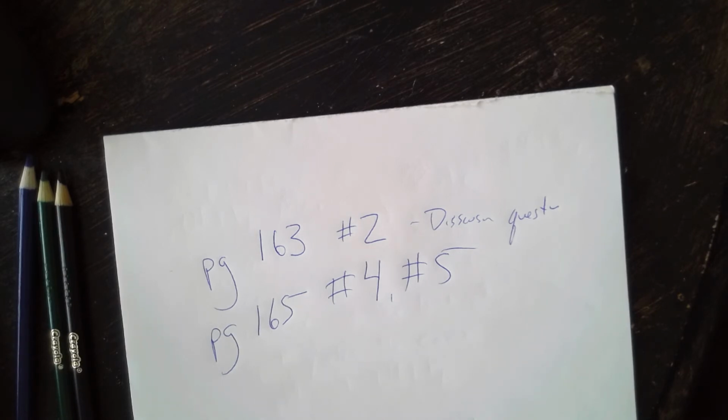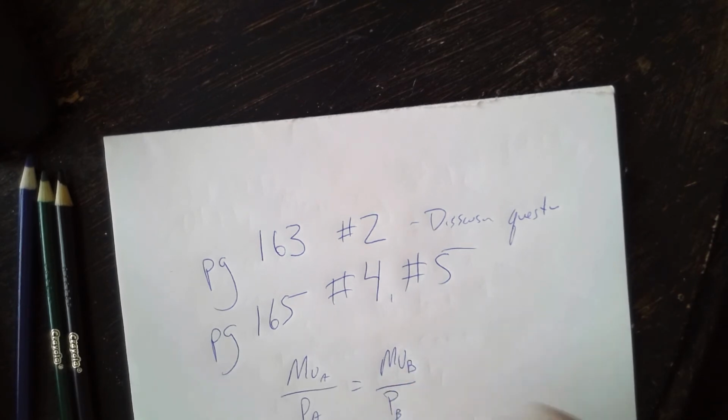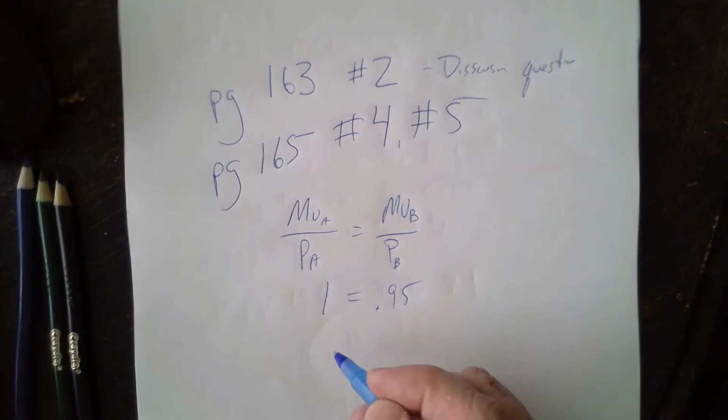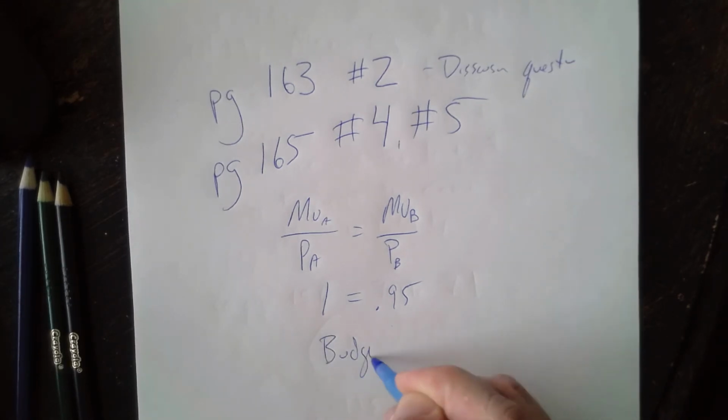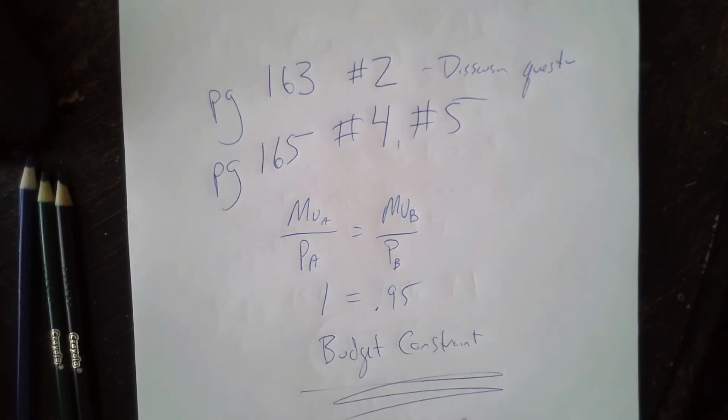On some future assignments though, when you're trying to figure out the MU of A over the price of A equals the MU of B over the price of B, you might end up with 1 being equal to 0.95. You got that. For this situation, that's the closest we're going to get. And with that, you have to figure out that you are within your budget constraint. Like I said, that is the key assumption.